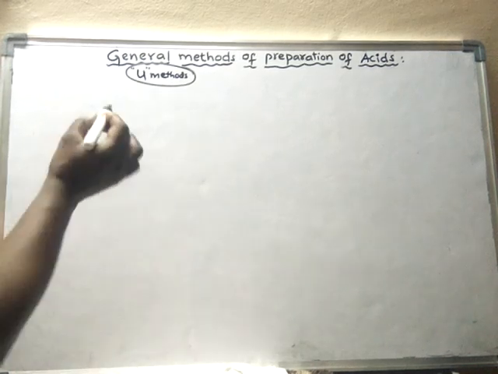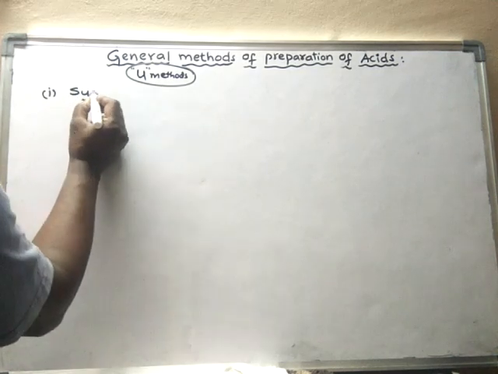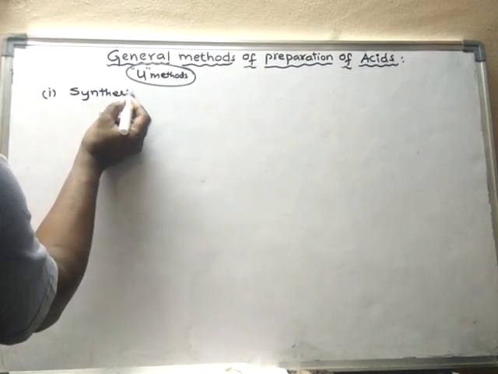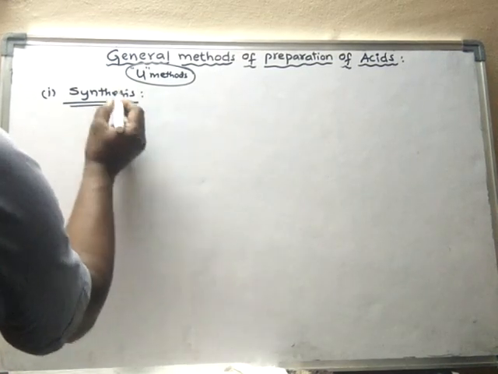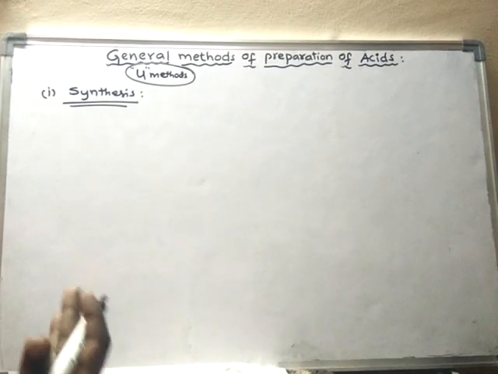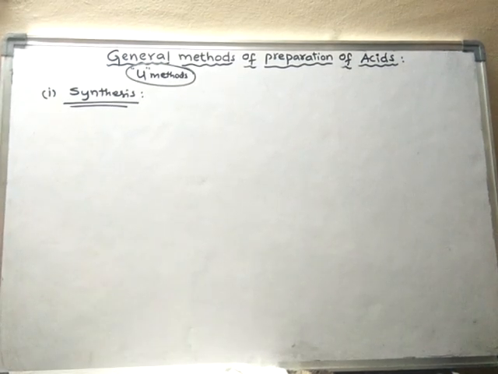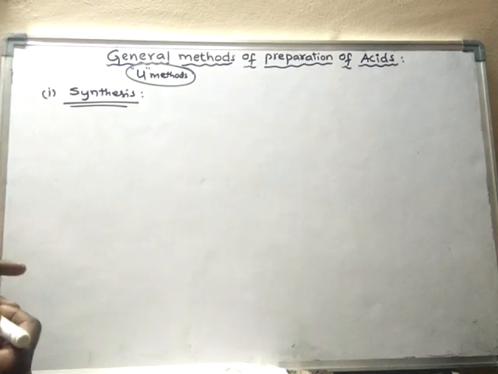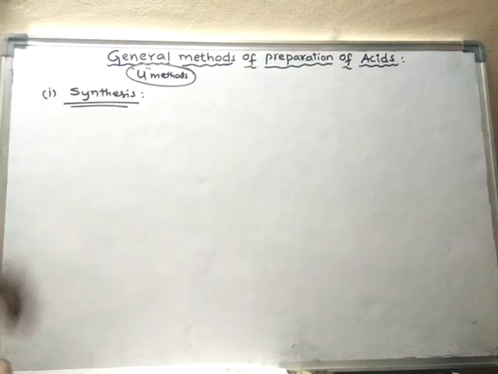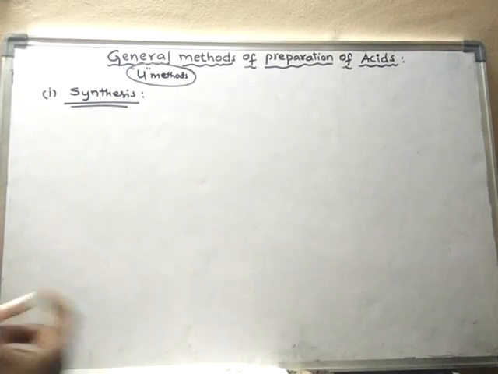So the first method is the synthesis method. What is the meaning of synthesis? Synthesis means when substances combine in elemental state to form a single compound, then it is said to be a synthesis reaction. In the types of chemical reactions we have learnt about synthesis reaction. It is a type of combination reaction where only the elements will combine.